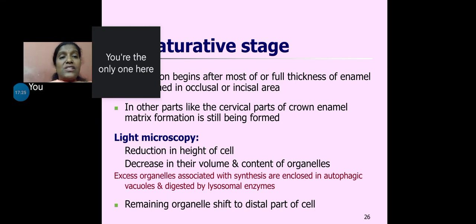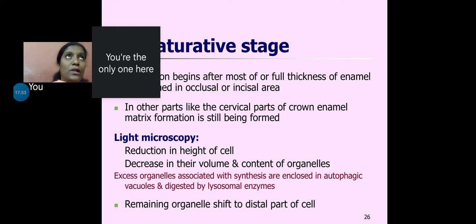The next stage is the maturative stage or the mineralizing stage. So, unlike deposition, mineralization starts at one particular point. It is usually at the tip of the cusp or tip of the incisal edge. It starts from there and then it sweeps downwards to come till the cervical line. In other parts, like the cervical part of the crown, enamel matrix is still getting deposited.